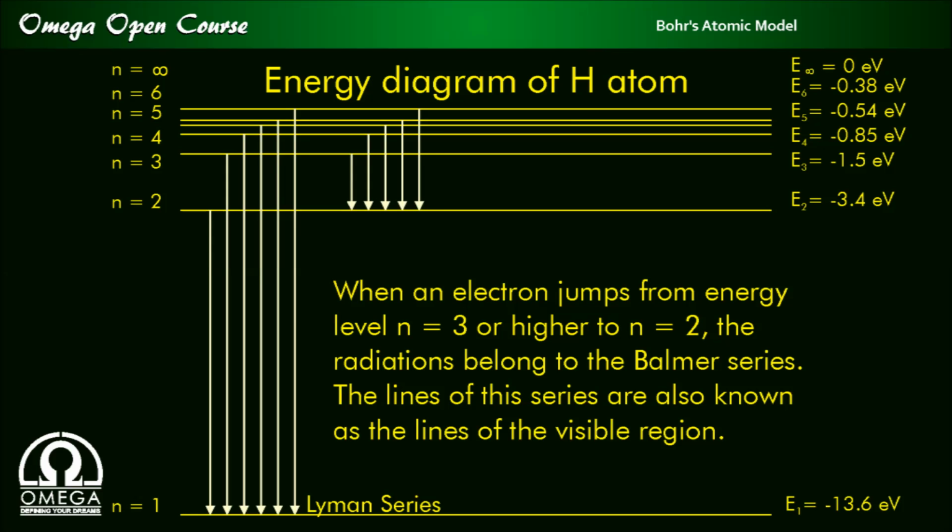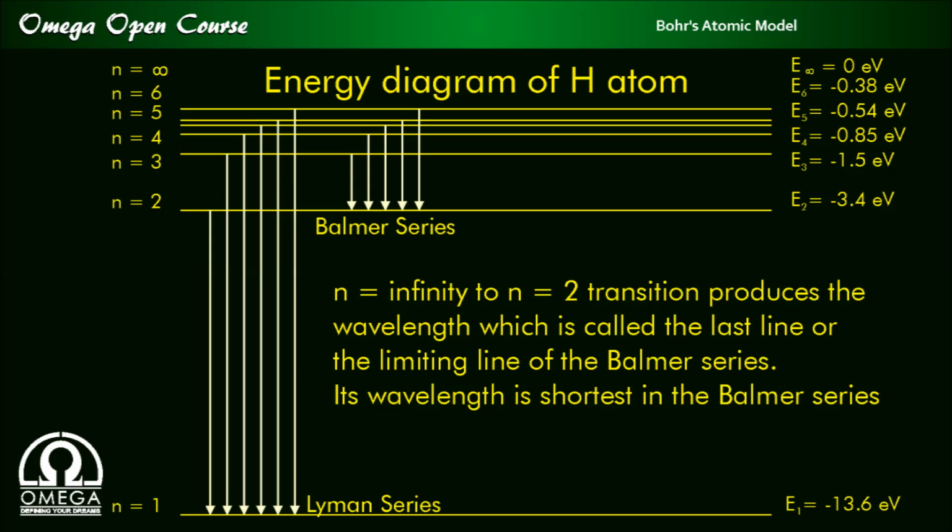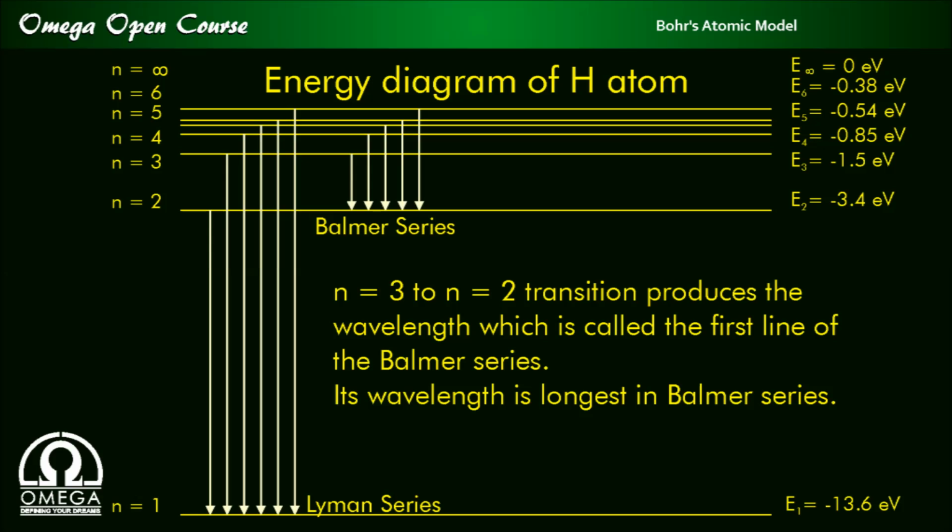When an electron jumps from energy level n = 3 or higher to n = 2, the radiations belong to the Balmer series. The lines of this series are also known as the lines of the visible region. The n = infinity to n = 2 transition produces the wavelength which is called the last line or the limiting line of the Balmer series. Its wavelength is shortest in the Balmer series. The n = 3 to n = 2 transition produces the wavelength which is called the first line of the Balmer series. Its wavelength is longest in the Balmer series.